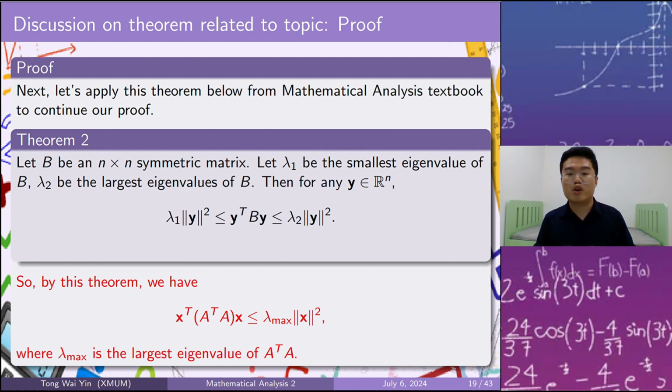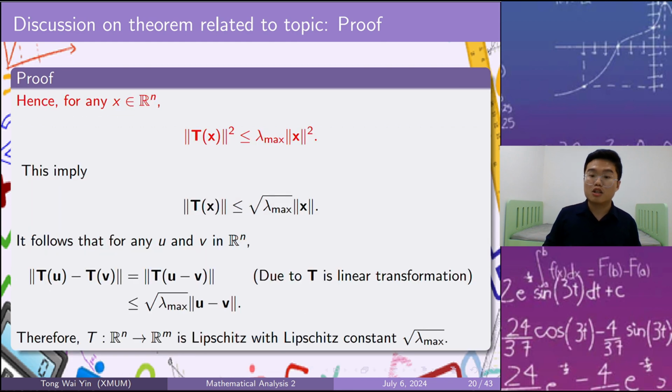The equality which we obtained from the beginning of the proof tells us that the squared norm of the linear transformation of x is actually equal to the transpose of x multiplied by the transpose of A times A multiplied by x. So, for any vector x in the n-dimensional real space, we have the squared norm of the linear transformation of x must be smaller than or equal to lambda max multiplied by the squared norm of x.